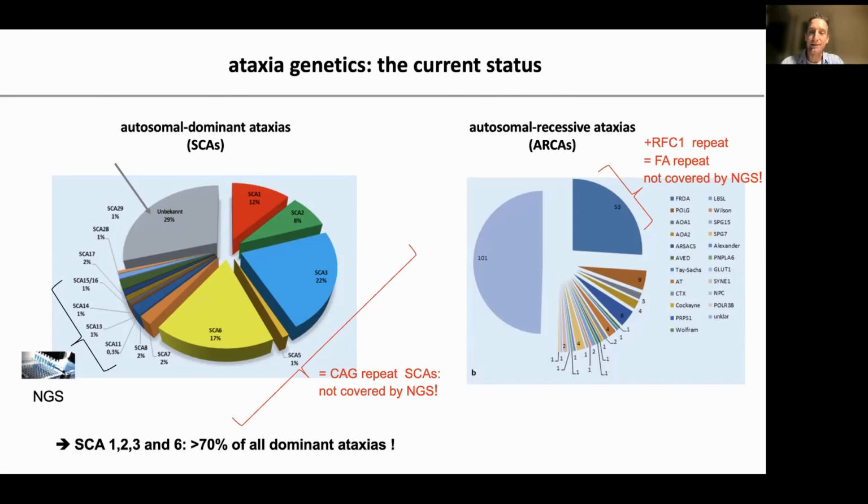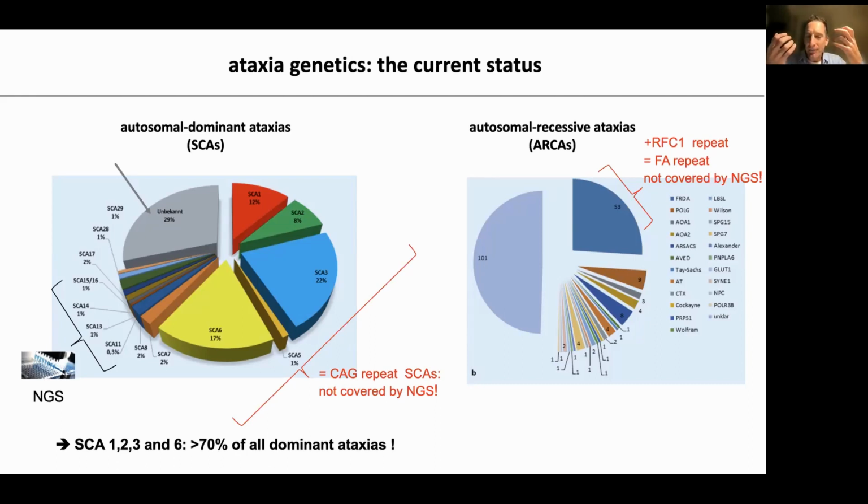I don't have the numbers in yet because my pie chart is a little bit older. This gene has just been identified by Henry Houlden and Stephan Zuchner's group in 2019, which is RFC1. Also, RFC1 is a repeat. And RFC1 is very likely going to be the second most common recessive ataxia following Friedreich ataxia. So what this tells us is in the recessive ataxia field, the two most common disease causes are repeat expansions. And this nicely mirrors what we know from the dominant ataxia field, namely the most frequent causes are repeat expansions.